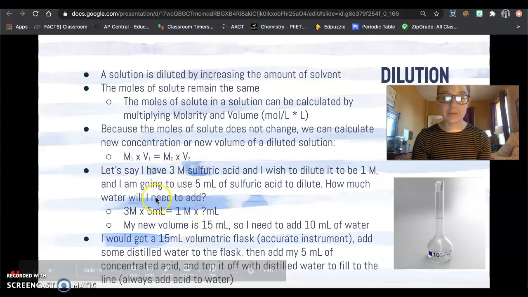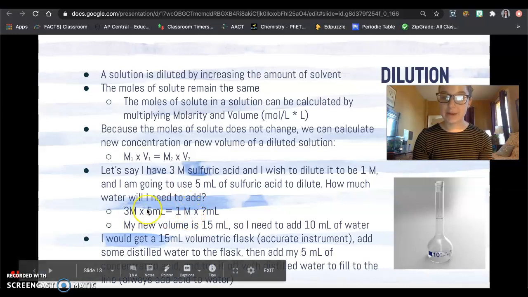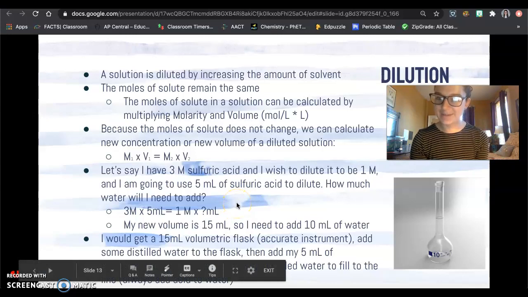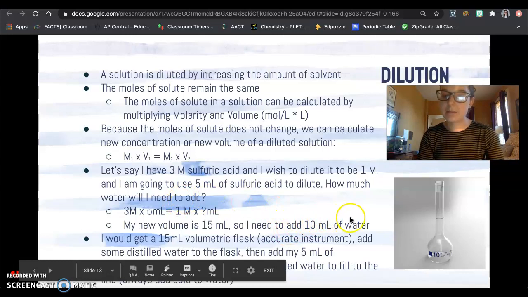So if I solve, 3 times 5 equals 15, divided by 1, I solve for the question mark, which is 15 mils. So my new V is 15 mils. So how much water do I add to 5 mils to get 15 mils? I add 10 mils of water, okay? So again, remember this V is the volume of solution, not how much solvent I'm going to be adding. If I add 15 mils of water, my new volume is not 15 mils, it's 20 mils, because 15 plus 5 is 20. So again, I want to add 10 mils of water.